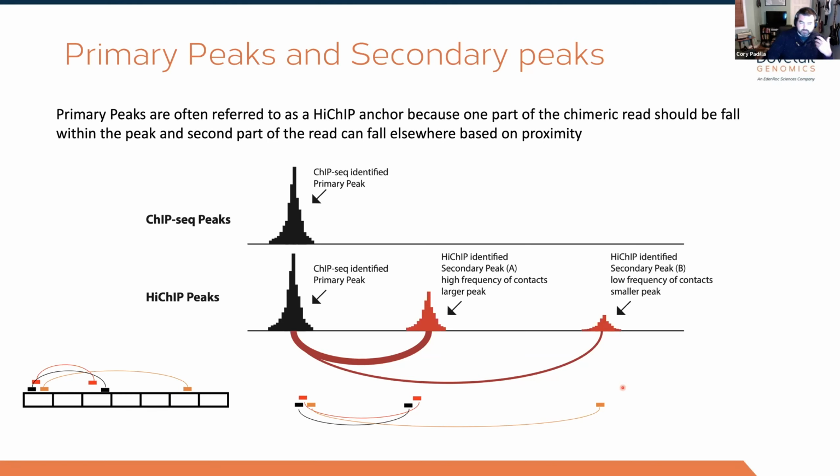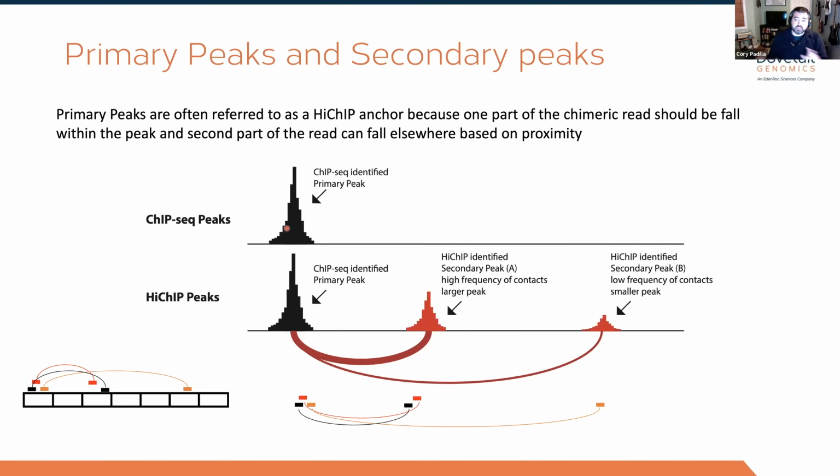Right? And so when you're asking questions of these data, you have to keep in mind that if you don't have ChIP-seq data, it's really hard to tease apart what is a primary and a secondary peak. But if you do have ChIP-seq data, it's really easy to know, because wherever you have a ChIP-seq peak, that's a primary peak. Any peak that falls outside of that ChIP-seq signal in the HiChIP data is considered a secondary peak.